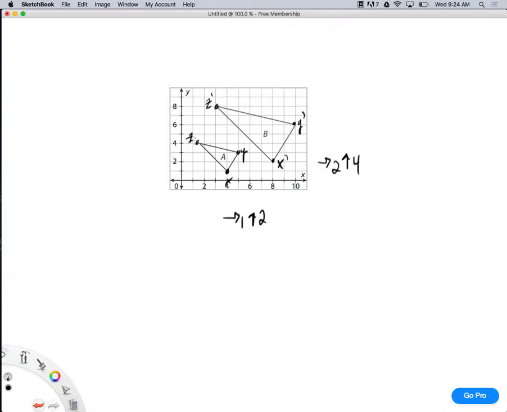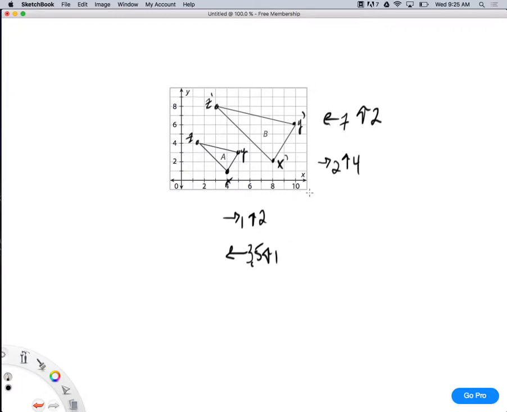Well, let's see. From Y to Z, I go left 3 and up 1. From Y prime to Z prime, I go left 1, 2, 3, 4, 5, 6, 7. I go left 7 and up 2. Does anyone notice something wrong there? Oh, never mind. Sorry. I go over 3.5. Sorry about that, guys. I go over 1, 2, 3, and then 0.5. And then on this one, I go over 7 and up 2.